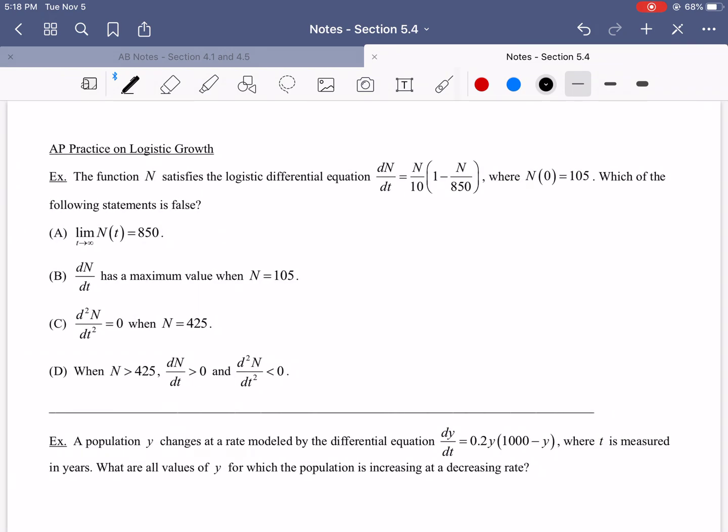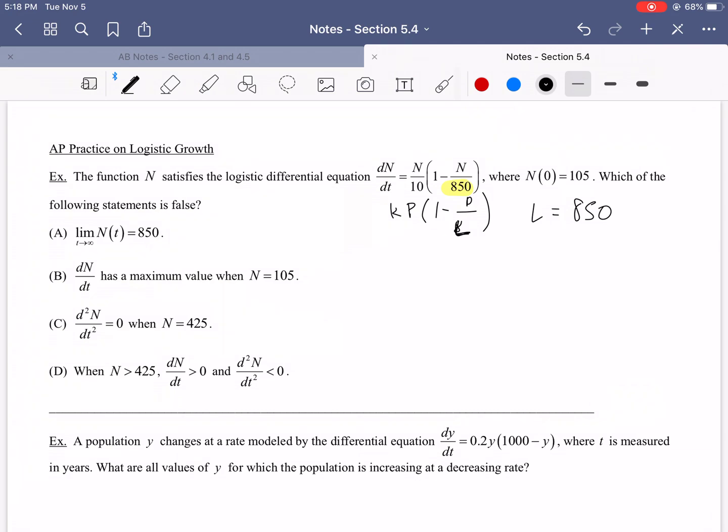Okay, so we're going to finish off with 3 AP problems on logistic growth. The function n satisfies the logistic differential equation dn/dt = (n/10)(1 − n/850). I notice that this is in the form dp/dt = kp(1 − p/L). I almost wrote 850, but what I meant to write was L there. What I see based on that is that this 850 represents the carrying capacity. So L is equal to 850.